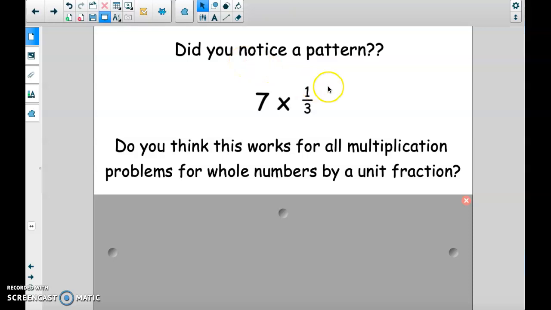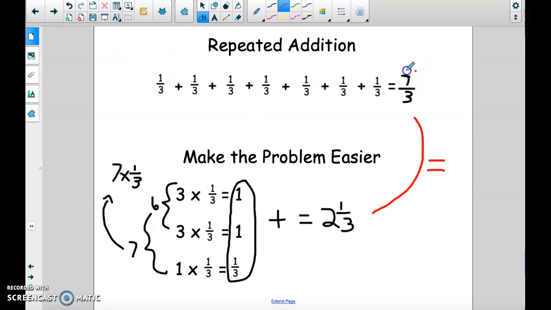So we talked about 2 ways, right? And did you notice a pattern? Go ahead and stop this video for a second and just think about, was there a pattern? Did you notice something when solving this problem? So hopefully you thought about that when we did 7 times 1/3, right? If we think back to that repeated addition strategy, right? We got 7/3.